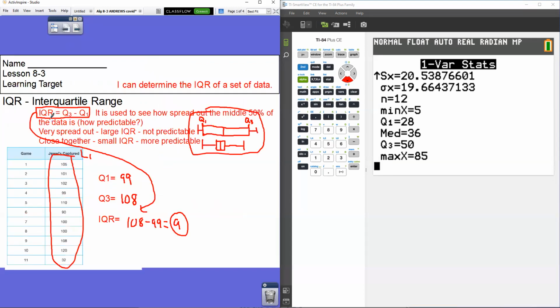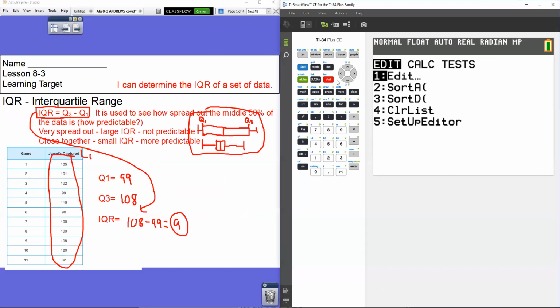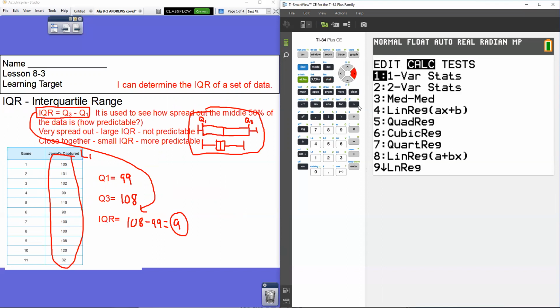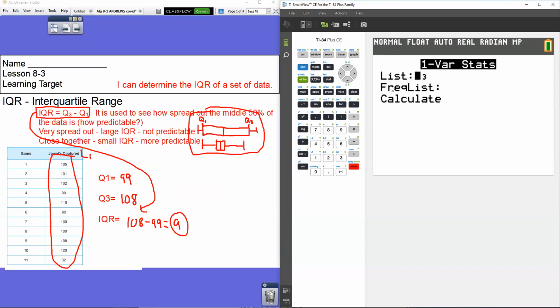So again, your interquartile range, or IQR, is your Q3 minus your Q1. A smaller box means more reliable, more predictable data. A big box means less reliable, less predictable data. Remember that you have to go to stat edit, type in your data, stat calc, and one variable statistics to do your 5-number summary, which will appear at the bottom.